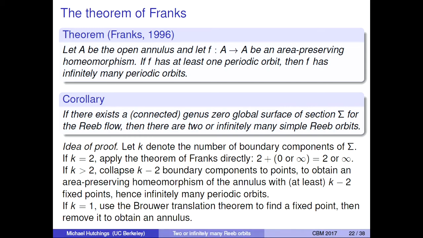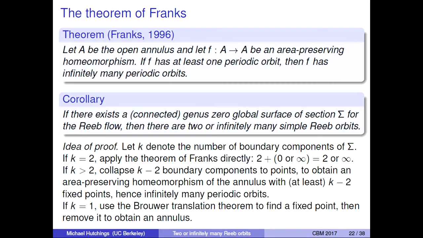And as a corollary, if I have a genus 0 global surface of section, then there are either 2 or infinitely many Reeb orbits. And why is that? Well, if the surface of section is an annulus, then I could apply Franks's theorem directly. I have 2 Reeb orbits on the boundary, plus in the interior of the annulus, I have either 0 or infinitely many Reeb orbits. So 2 plus 0 or infinity equals 2 or infinity. That's all the arithmetic I can do.